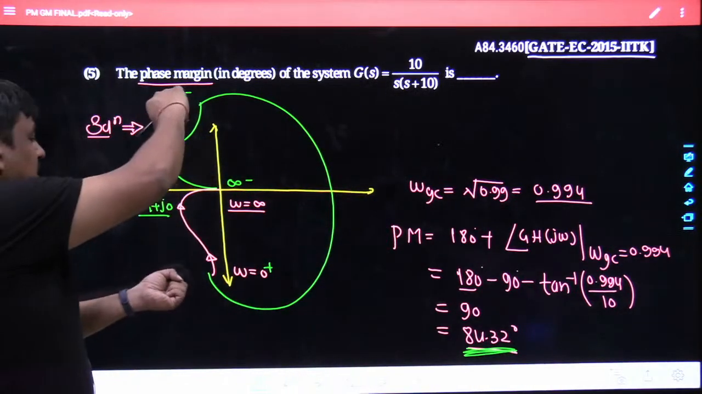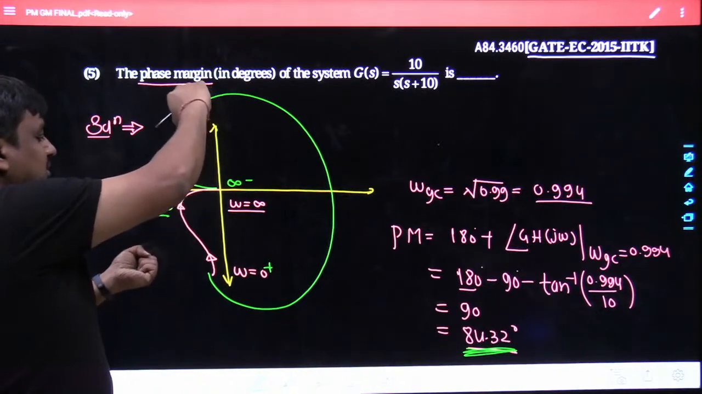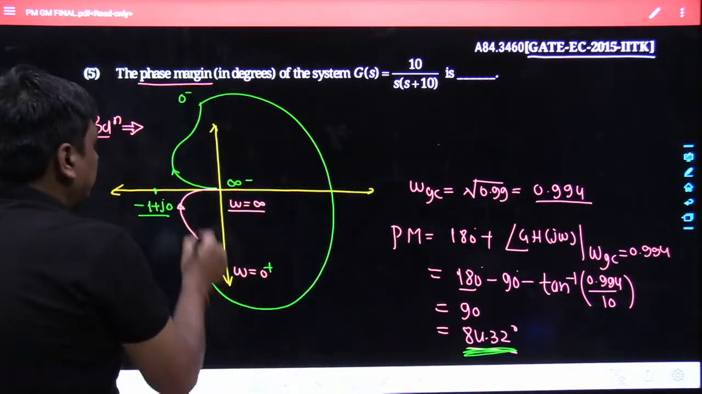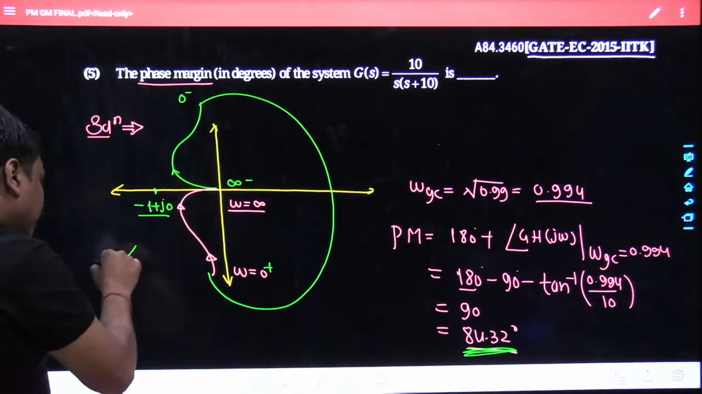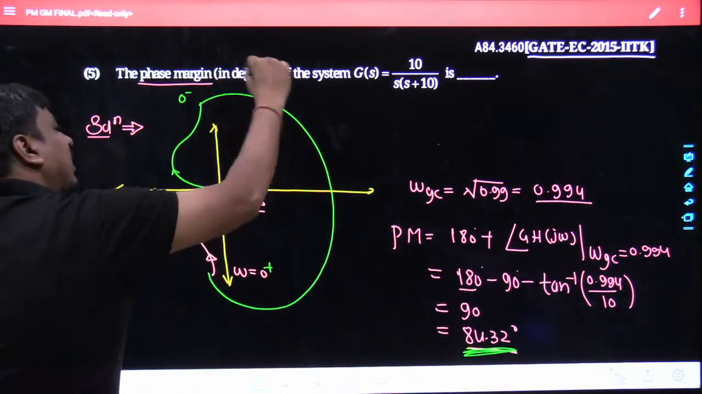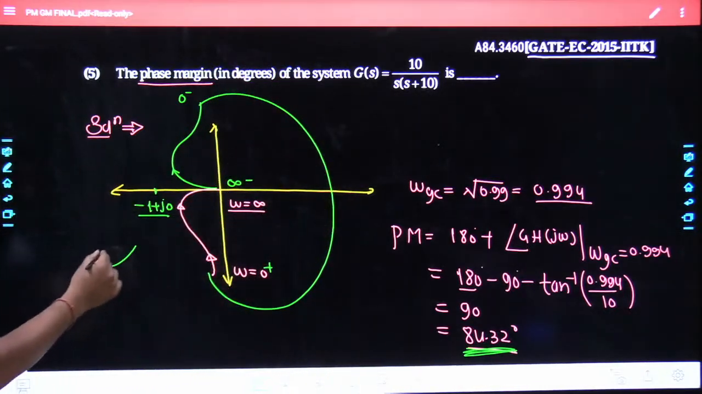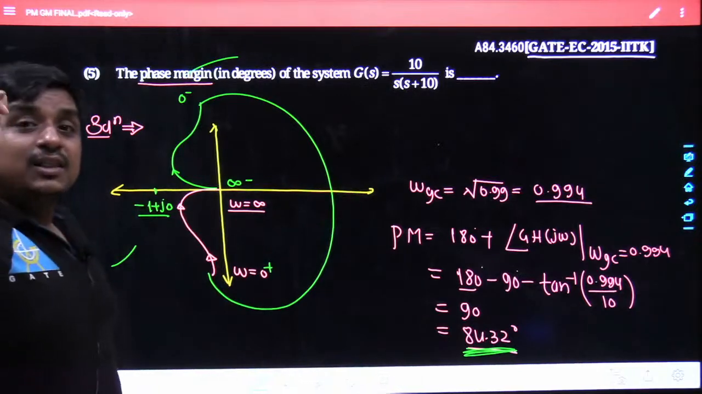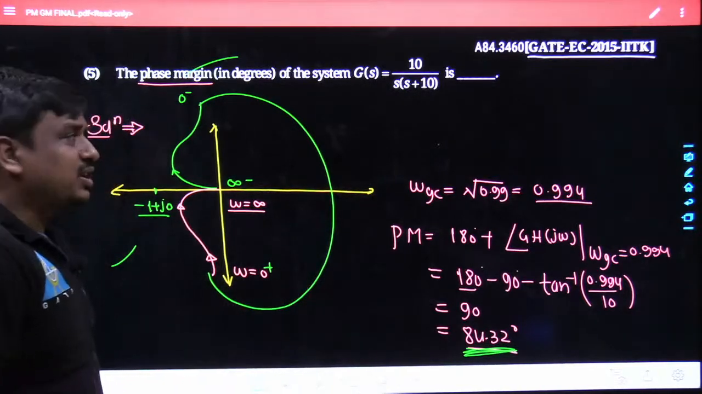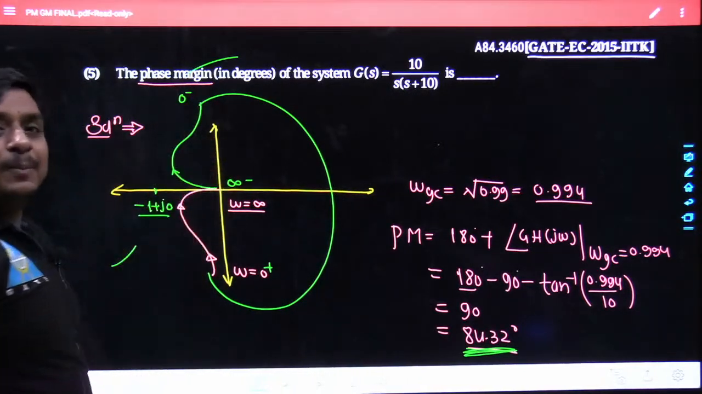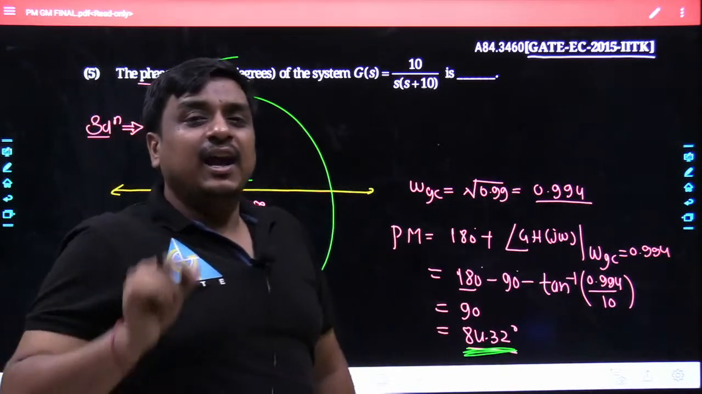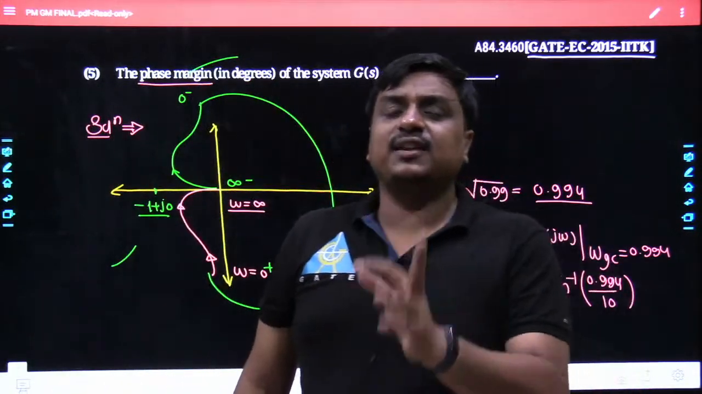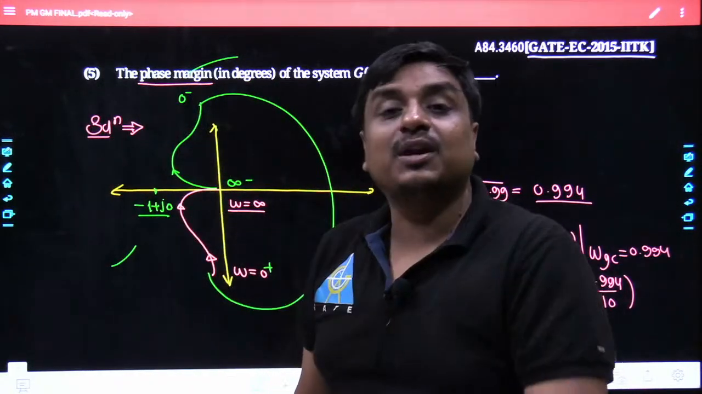If you tilt here, once the tilt becomes 84.32, this portion would go from here, this portion would be here, and now the complete Nyquist plot would be sort of this. And if you take the phase lag more than 84.32, what would happen? Now the minus 1 plus j0 would get encircled, and once the minus 1 plus j0 gets encircled, keep in mind the system has become an unstable system.